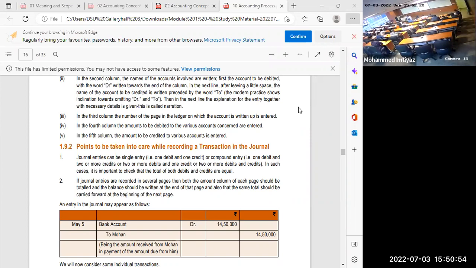A joint stock company was started by issuing 1 lakh equity shares of rupees 100 each.